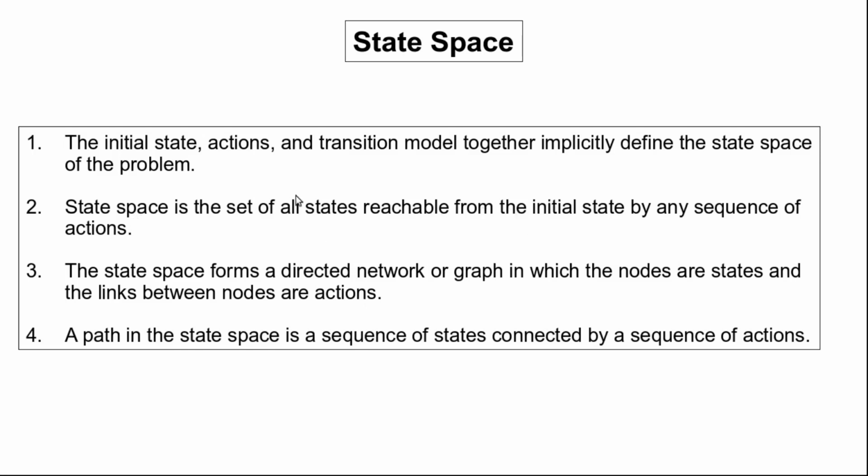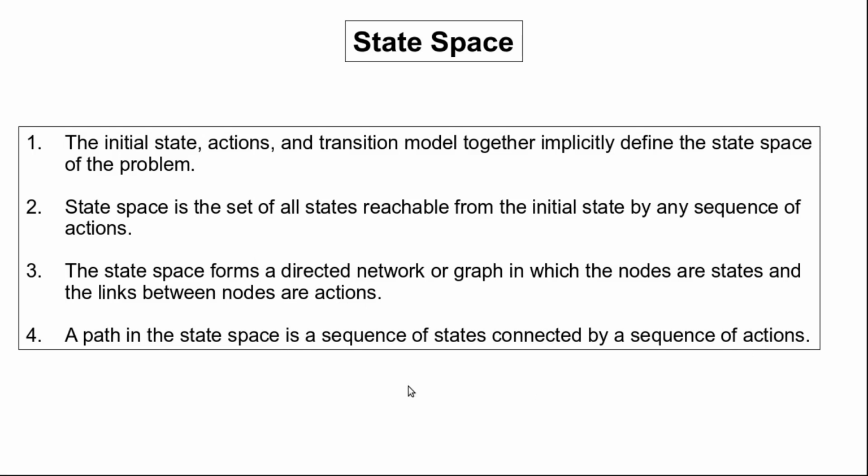So it's all the states that are reachable from the initial state. And the state space forms a directed network or graph in which the nodes are states. So in this graph, the nodes are the states, and the links between the nodes are the actions. And a path in the state space is a sequence of states connected by a sequence of actions.